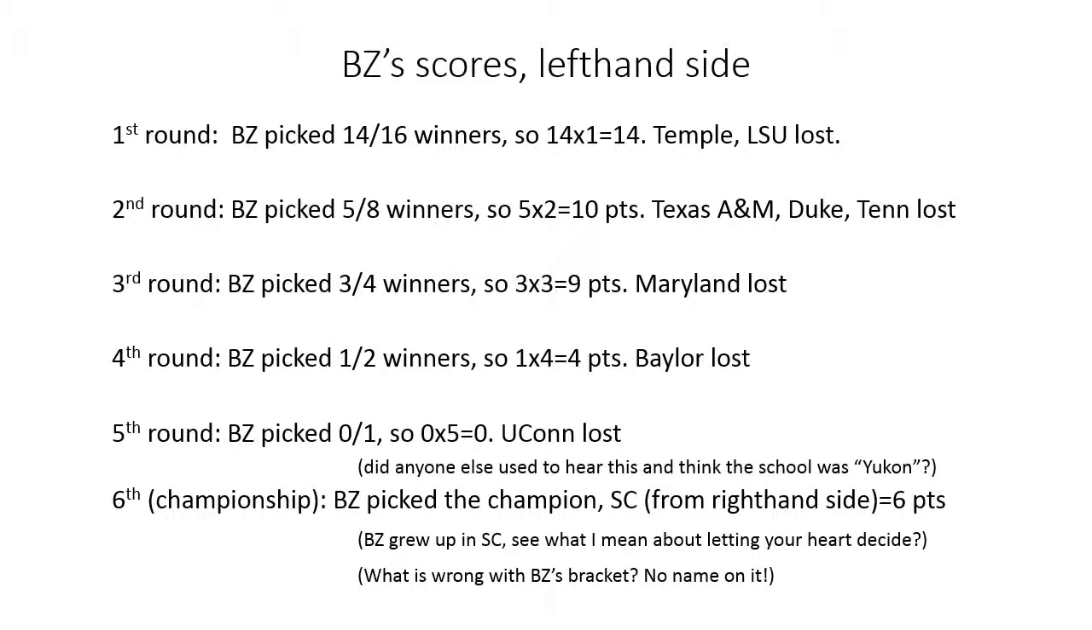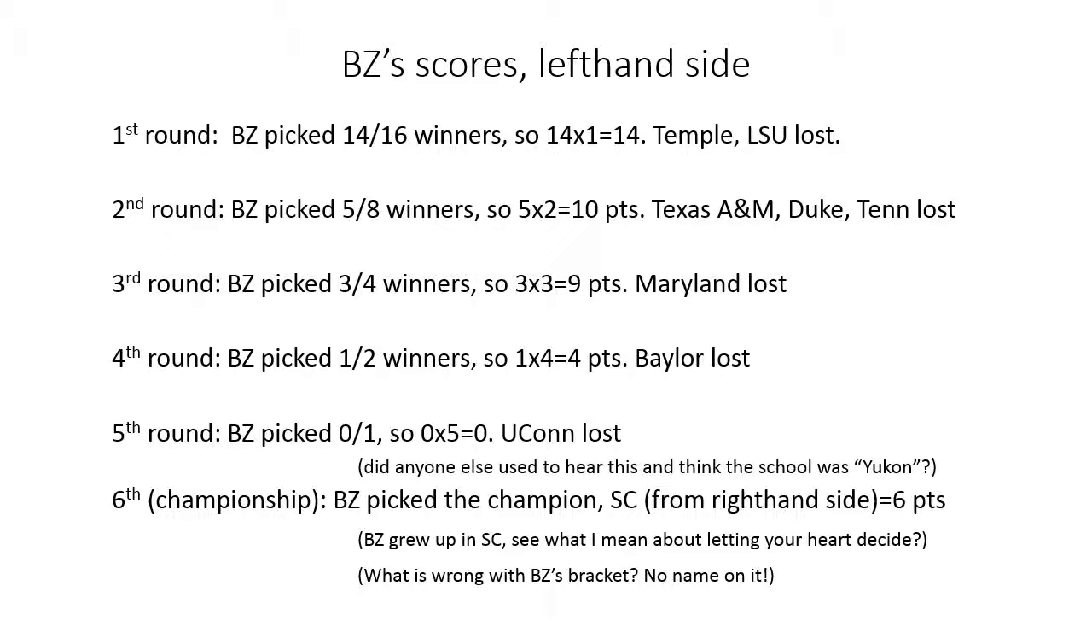So here's a summary of what she picked. If you want to go back, you can look at her bracket and look at the one with the winners and see if you get the same numbers that I got. So on the left-hand side, she picked 14 in the first round, times 1 is 14 points. She picked 5 in the second round on the left-hand side, that's 10 points.